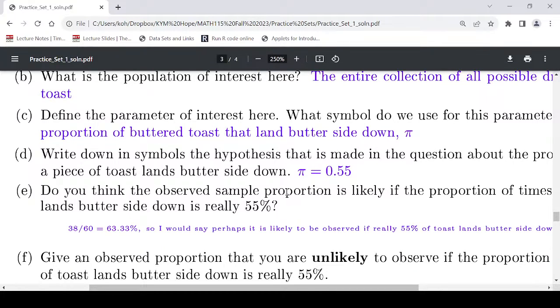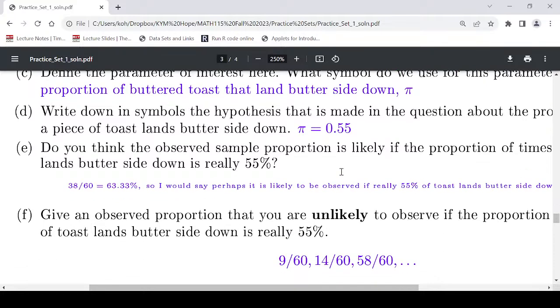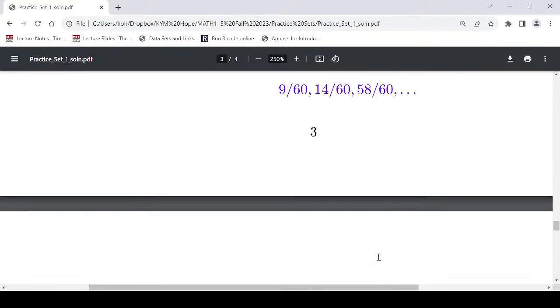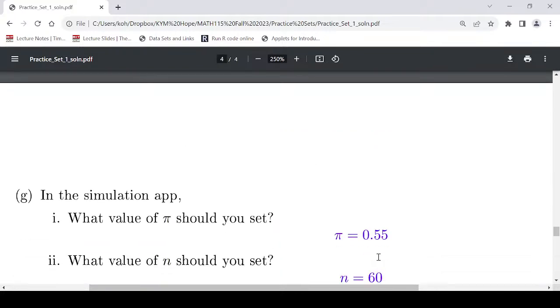Right? Do you think this is likely? I would say, well, perhaps it's a bit more likely. Isn't 63% a little bit closer to 55%? I would say yes. So given an observed proportion unlikely to see, same answer. Anything far away from 55% is unlikely to be seen when you simulate at 55%. All these are very small percentages or very large percentages like that. All right? So in the app, you should be setting a value of pi like 0.55 and 60.